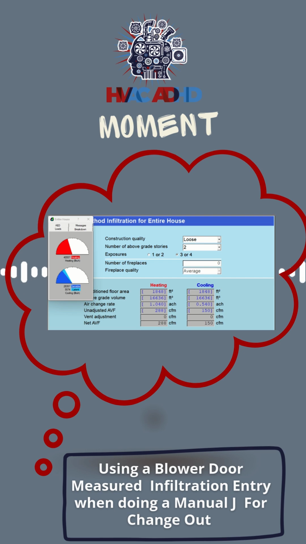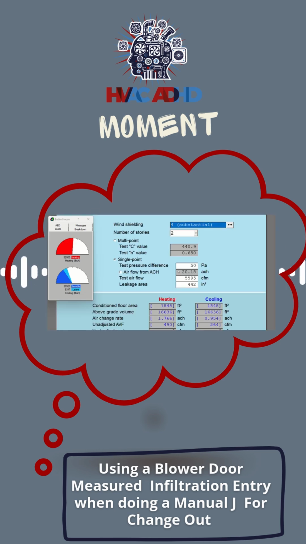So this was a really leaky house. The blower door number came in at 5,559 CFM, 20 air changes per hour. So look at what happens to our load when we use our actual blower door number. Okay, we get up to a 52,000 BTU heating load right away. So all of a sudden, that 48,000 BTU heat pump doesn't look so great. We might start looking at a furnace.